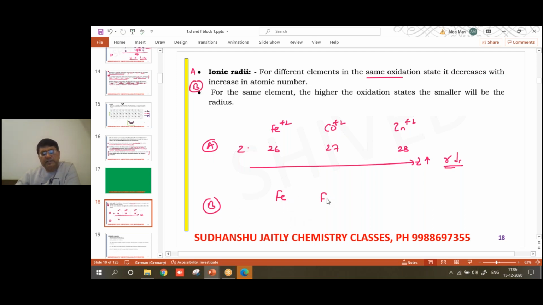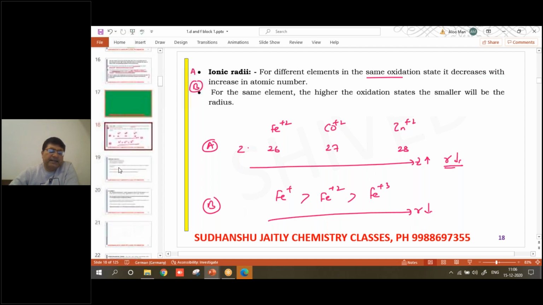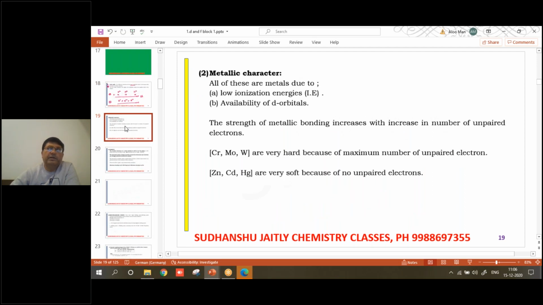Who can forget this? Iron plus 1, iron plus 2. Yes, iron plus 1 also exists. So the radius decreases. As electrons are being removed, the nuclear pull is stronger, so the nucleus pulls the electrons inward. The size becomes smaller.